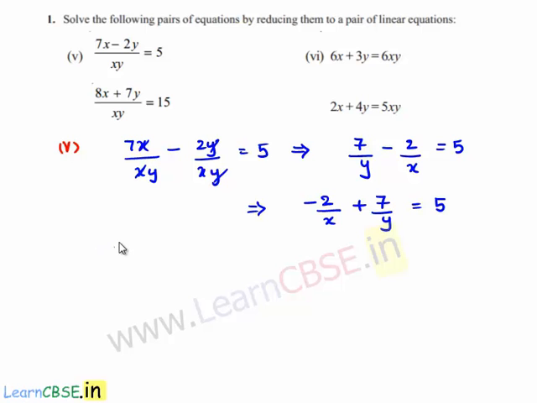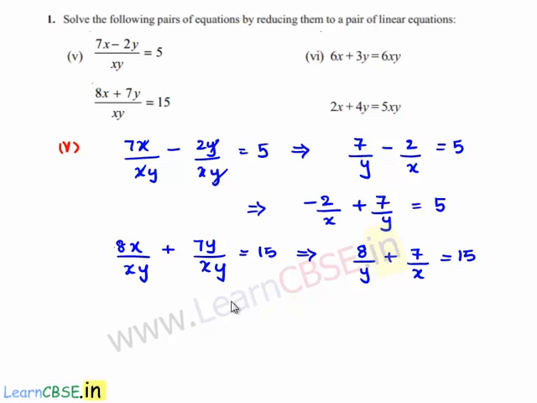And the second equation can be written as 8x by xy plus 7y by xy is equal to 15. This implies 8 by y plus 7 by x is equal to 15. On rearranging the terms, we get 7 by x plus 8 by y is equal to 15.